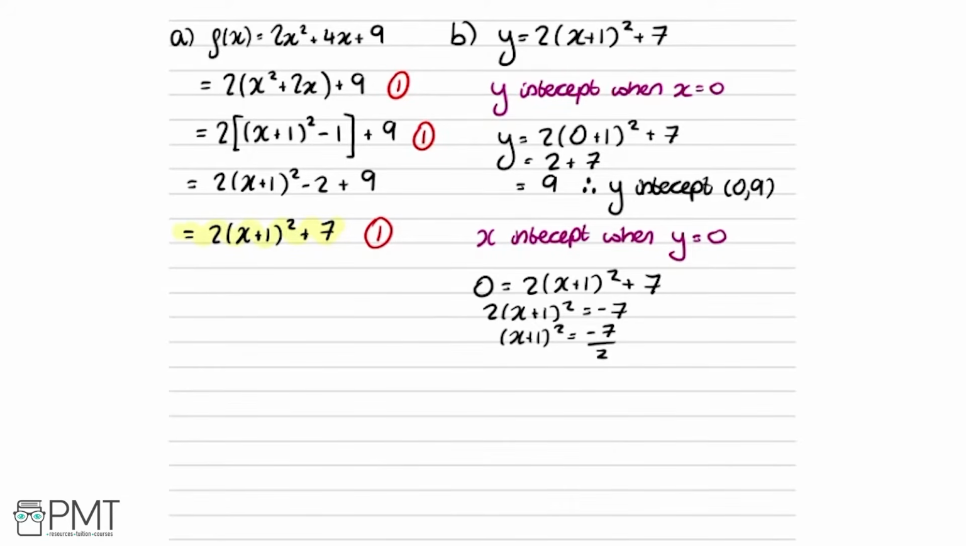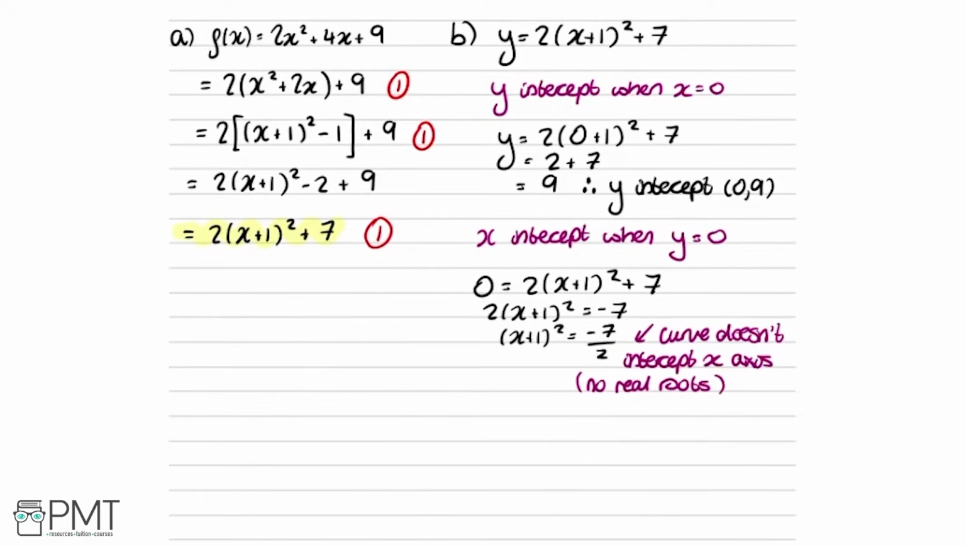We've run into a slight issue here because we've got a negative this side. However, to solve for x, we're going to need to square root both sides. And we can't square root a negative number. Therefore, we can't solve this. And so the curve doesn't intersect the x-axis. Or you could also say that it has no real roots. Okay, brilliant. So we worked that out.